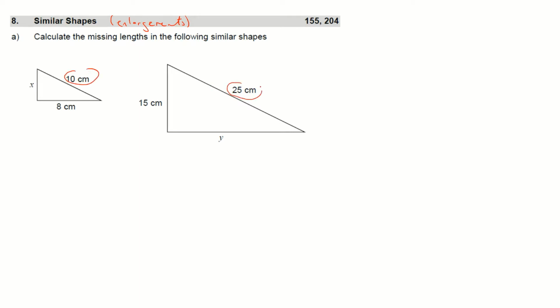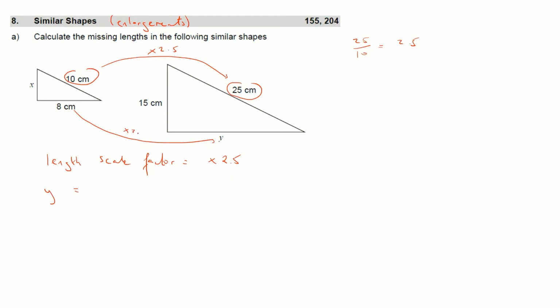So these two sides match up. How many times has 10 been enlarged to make 25? Well, I think that 10 times 2.5 is 25. If you're unsure, remember, you can check on the calculator. You can divide the two sides. You do get 2.5. Okay, for these two shapes, the length scale factor is 2.5. All right, so that means now that to get y, y is going to be 8 times 2.5.